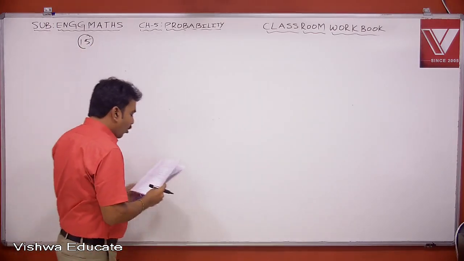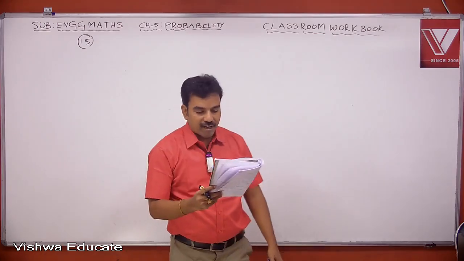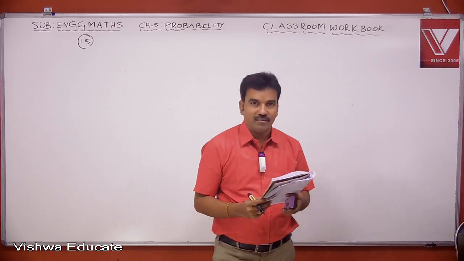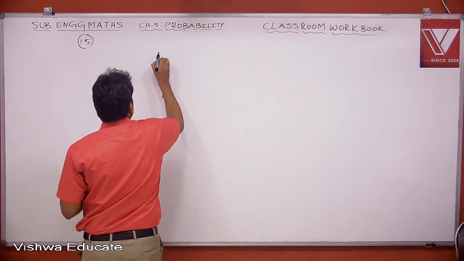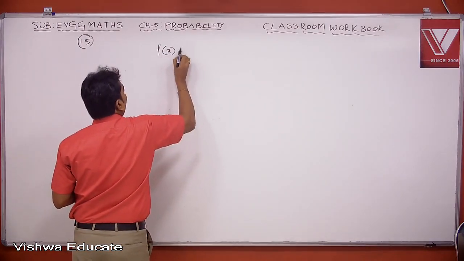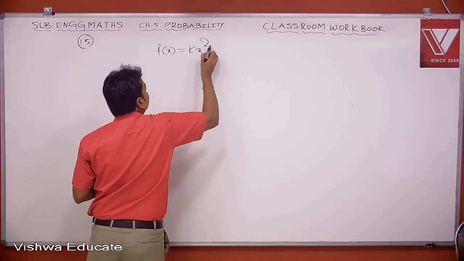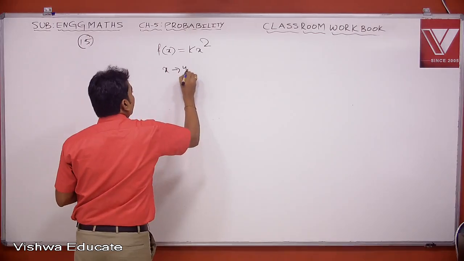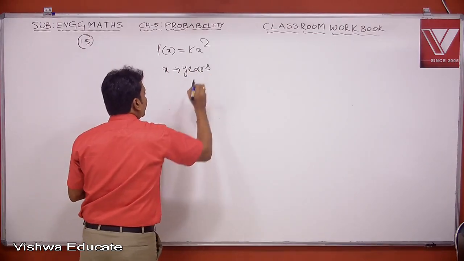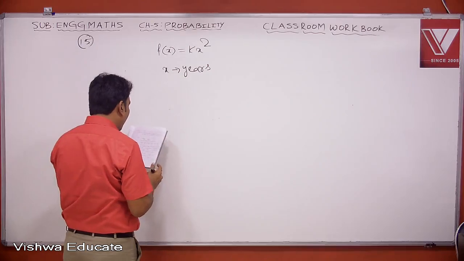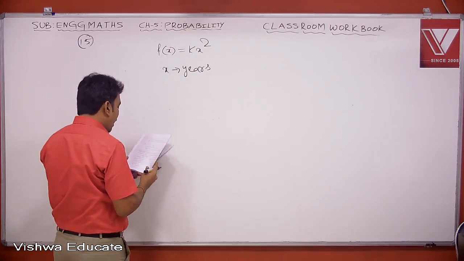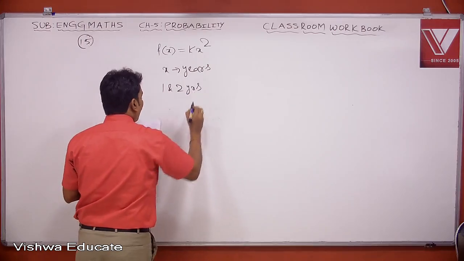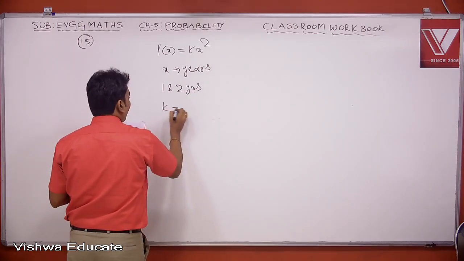The lifetime of an electric bulb is a random variable with a PDF f of x equal to kx square, where x is measured in years. If the minimum and maximum lifetimes of the bulb are 1 and 2 years respectively, then the value of k is blank.